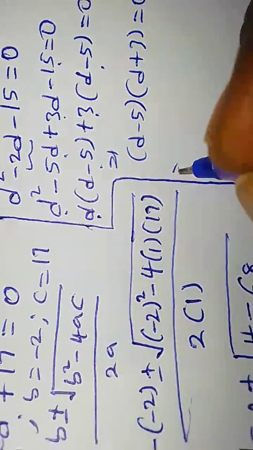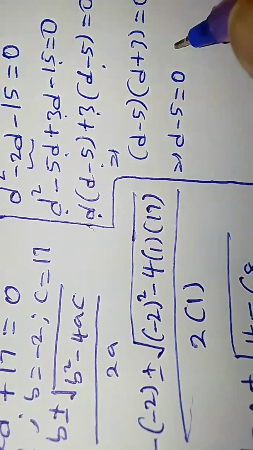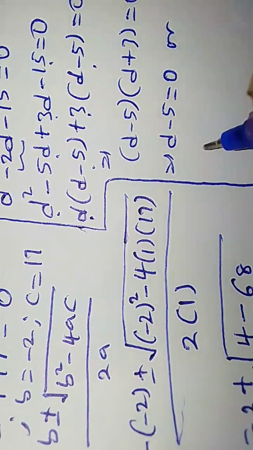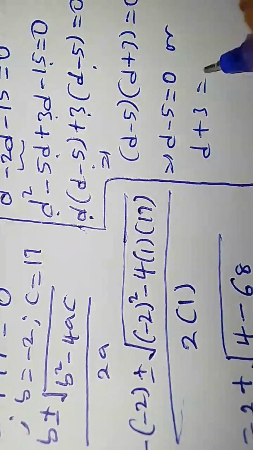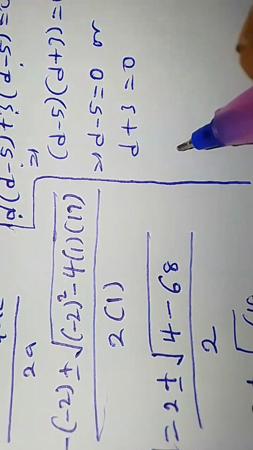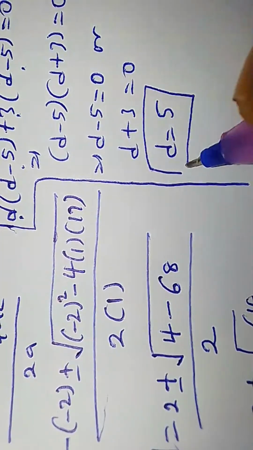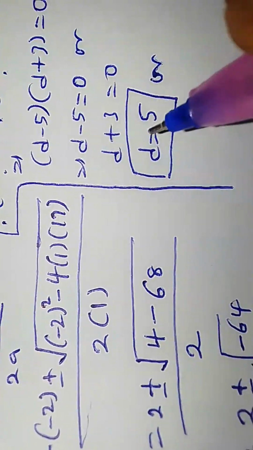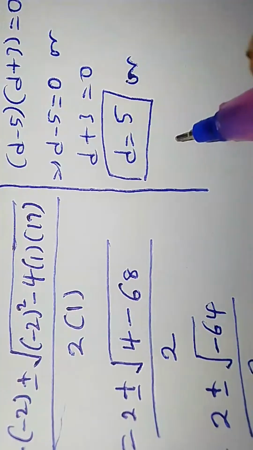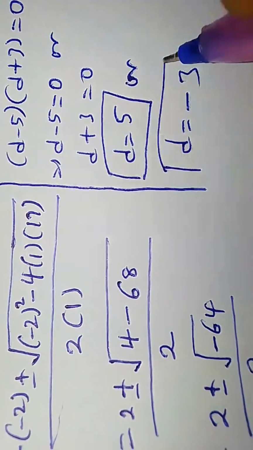Let's continue. This means that d - 5 is either equal to 0 or d + 3 is equal to 0. From the first, d is equal to 5. This is another solution. Or from the second, d is equal to -3. This is another solution.